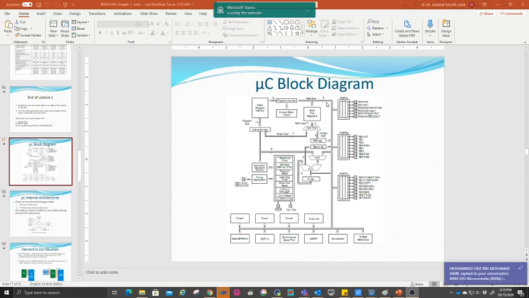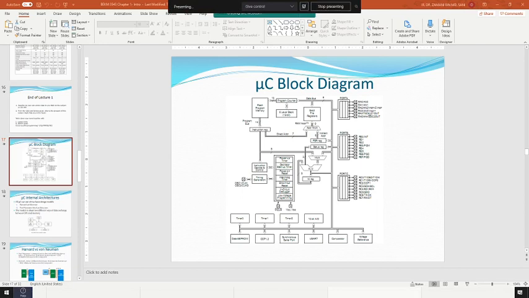Okay, sorry. Let me do the sharing. That's why you need to let me know. Sharing contents. Sorry, can you see it now?